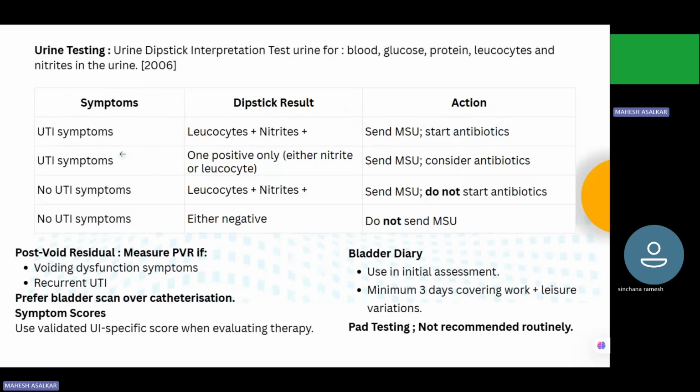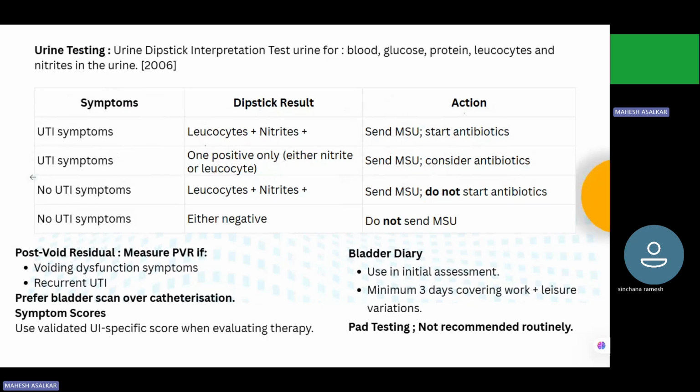Okay. Now another scenario, the patient is symptomatic, but it is positive only for either leukocyte or nitrite, but not for both. Here you will send the midstream urine culture and you will consider the antibiotics. You will not start the antibiotics, but you may consider the antibiotics. So if there are options, which option are you going to select? Consider the antibiotics if either of these is positive.